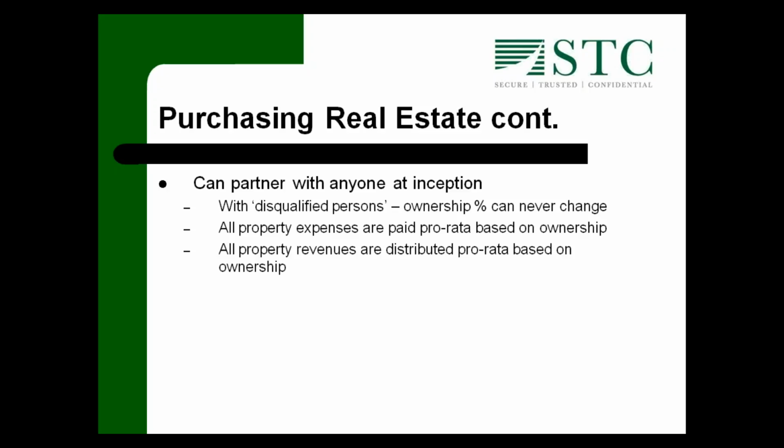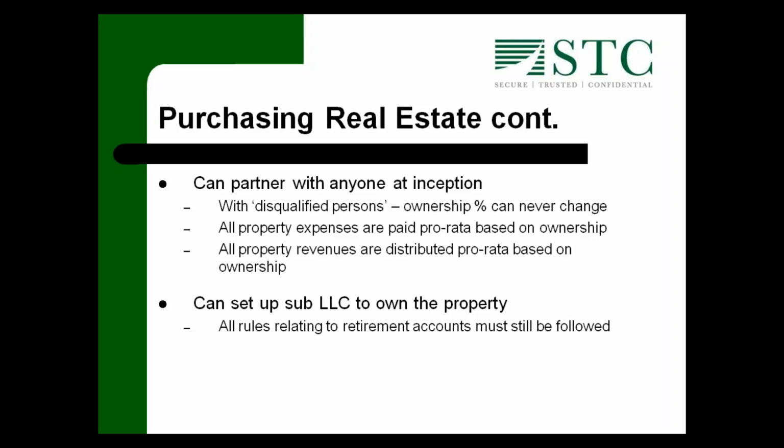For example, let's say you buy a rental property and you need to replace the heating, air conditioning in that property. If you each own 50%, you personally and your retirement account, then the cost of that new heating AC system has to be borne 50% by you personally, 50% by your retirement account. Otherwise, the ownership percentage would change. Who had more invested? You have to keep that ownership percentage always. All property expenses are paid based on that ownership percentage. All the revenues coming into this property are distributed based on that ownership percentage. So again, if disqualified persons are involved, you cannot change that ownership percentage.